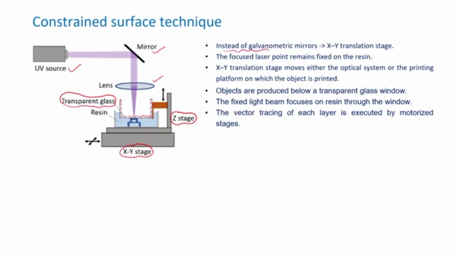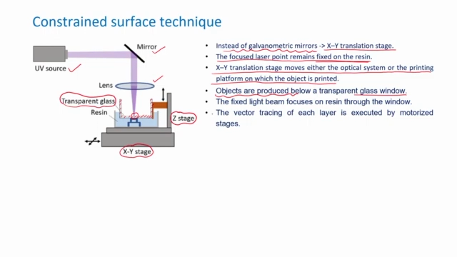Instead of galvanometric mirrors, we are using an XY translation stage. The focused laser point remains fixed on the resin. The XY translation stage moves either the optical system or the printing platform on which the object is printed. Objects are getting produced below the transparent glass window. This transparent glass has a window through which we get the required irradiation.